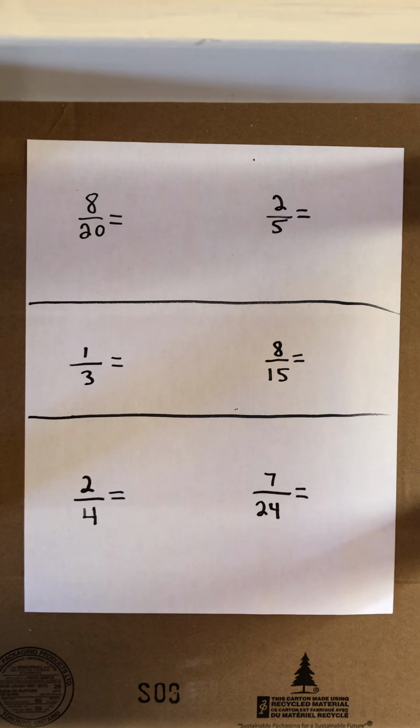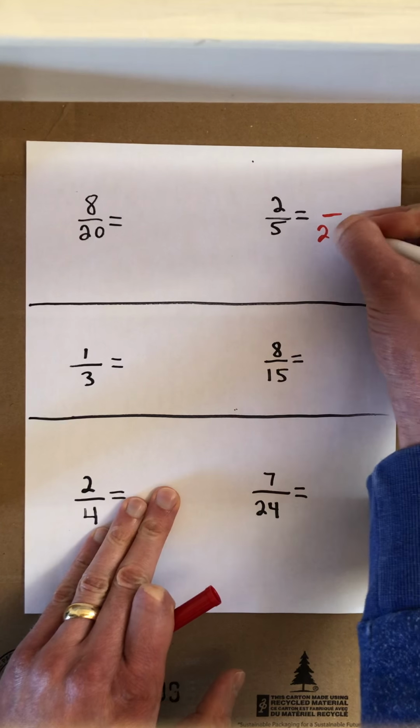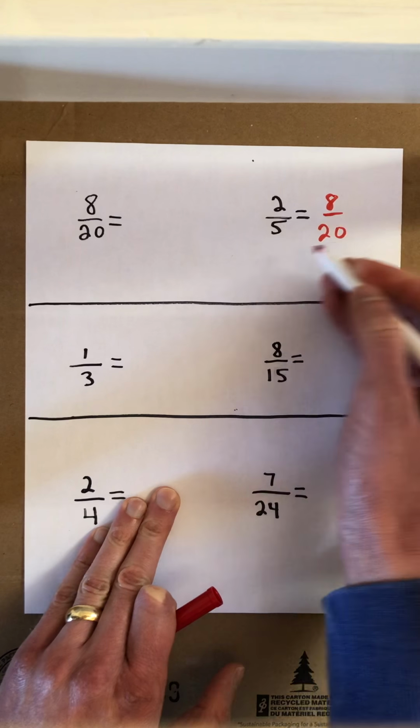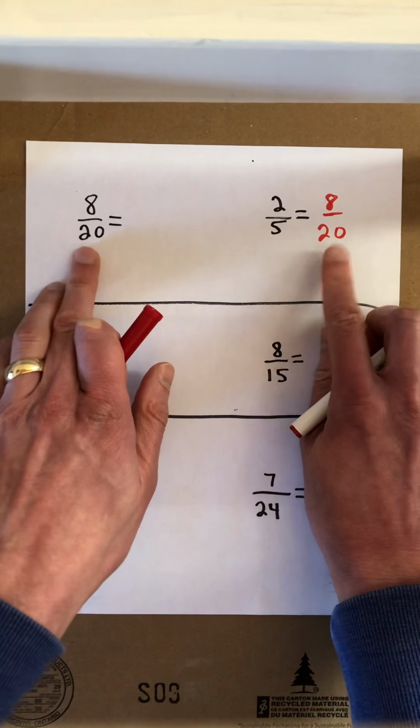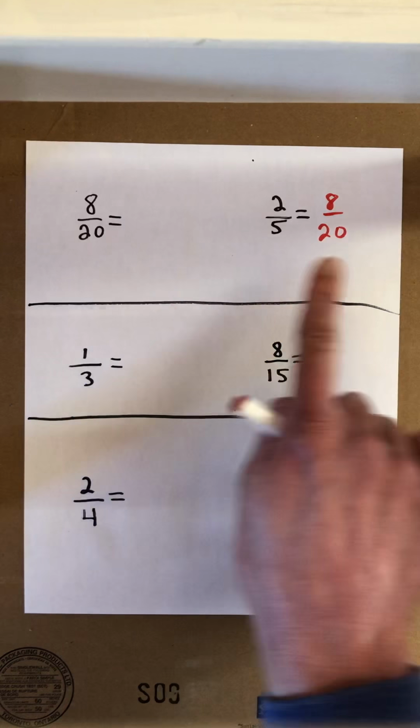You can multiply it by 4. So I'm going to multiply this one by 4. 2 times 4 is 8. 5 times 4 is 20. Both of the denominators are now the same, so I'd be able to add or subtract these.